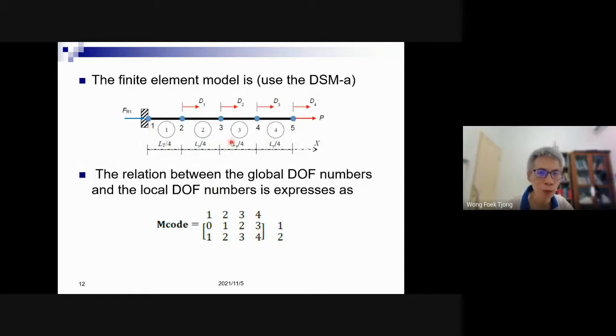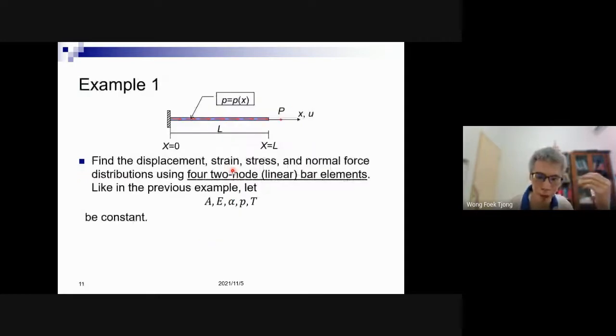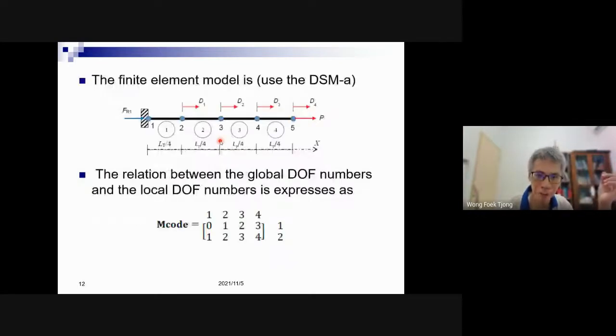It's up to you how many elements to use, but in my example I use 4 elements. The total length is not L but LT, to distinguish it from the element length. Of course, the element length is LT divided by 4. A quarter of LT is the length of each element: 1, 2, 3, 4.